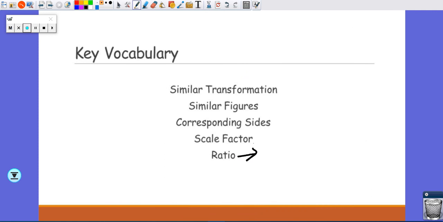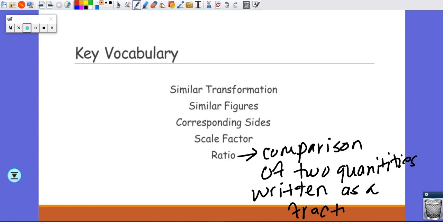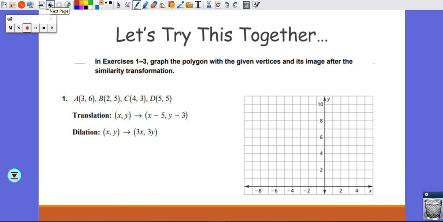A ratio is the comparison of two quantities. And in this situation, we're going to say it's written as a fraction. So an example of a ratio can be if I have 3 to 1, then I write it as a fraction, 3 over 1. Okay, so let's go ahead and talk about our examples.